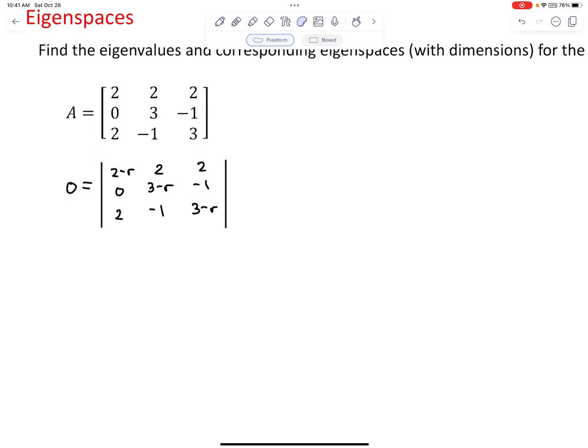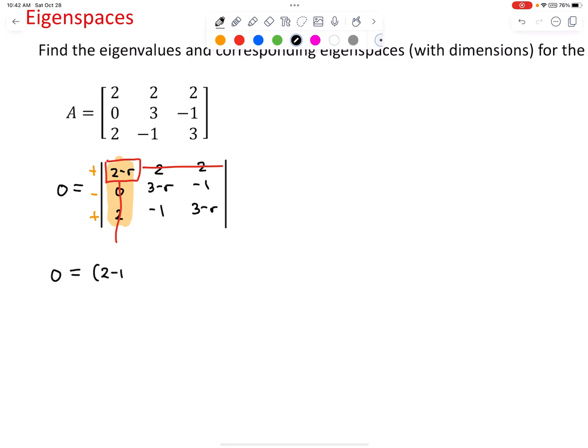This time, because I have a 0 at play in the first column, I'm going to do my cofactor expansion along the first column. And here are the three signs I need from the matrix of signs. So we have a positive 2 minus r being targeted, so I'll just write 2 minus r, times the determinant of the 2x2 not currently crossed out, which I'm just going to go ahead and calculate what that is.